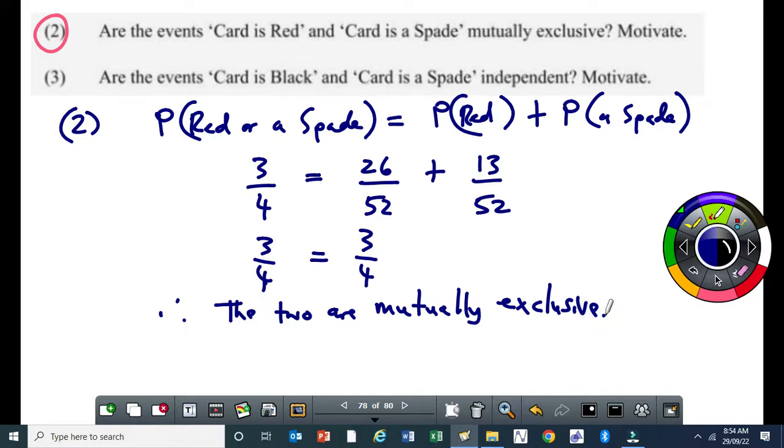Okay? If you use the addition rule, you have to specify that the probability of their intersection is 0. Please be aware that the same question can be done using the addition rule, but you have to specify that the probability of the intersection is what? Is 0.